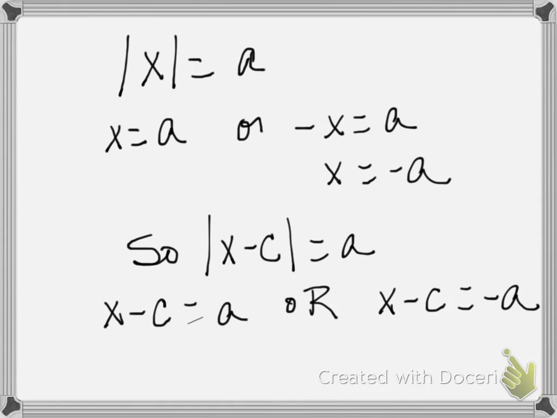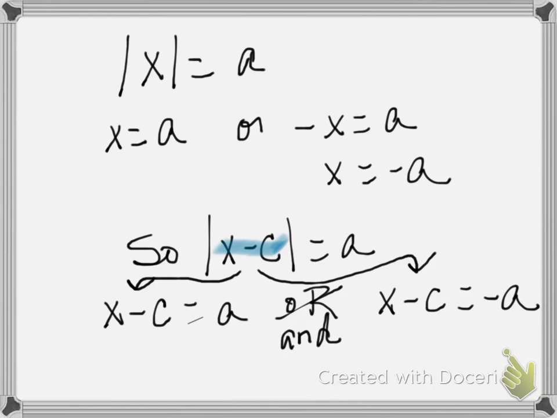So what we're trying to find is what's inside the absolute value. So we take it out of the absolute value. Take whatever is inside the absolute value, take it out, and set it equal to positive a, or take it out and set it equal to negative a. So you're going to have two answers. You could say "or" and "and." You are going to have two answers. And then you solve.